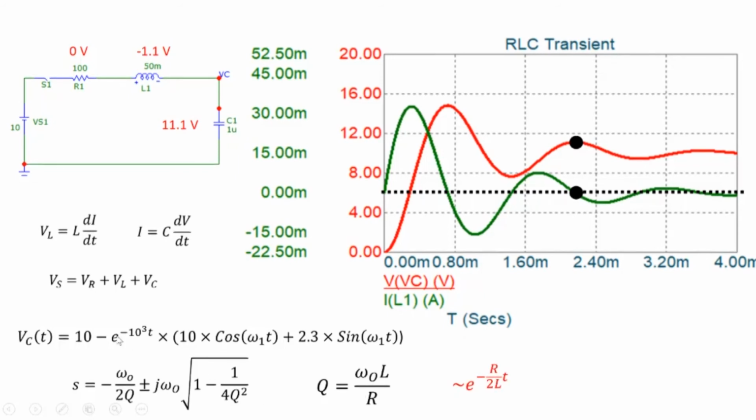And this term that you see here is R by 2L into t here. If we put in the values here, R by 2L into t. And as I said, if we make the Q larger by making R smaller, then this part becomes smaller and the oscillations die out slowly here.